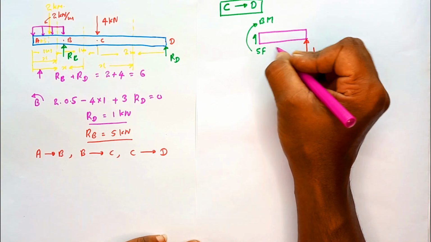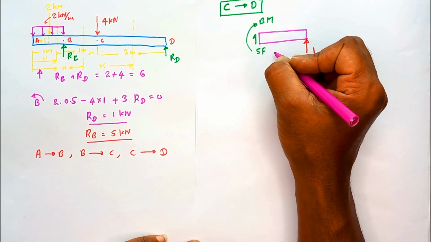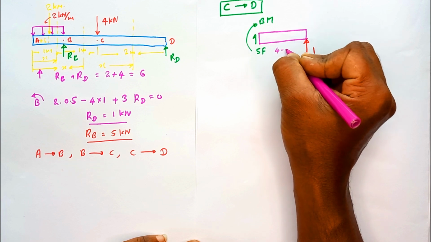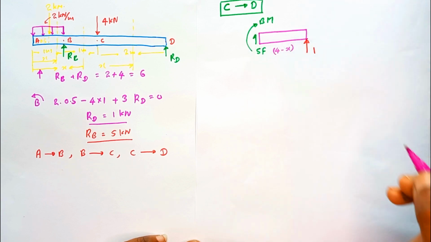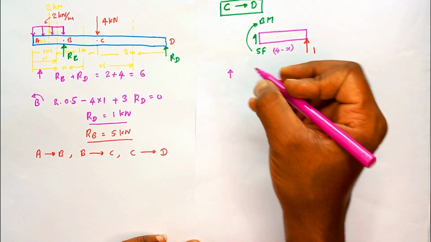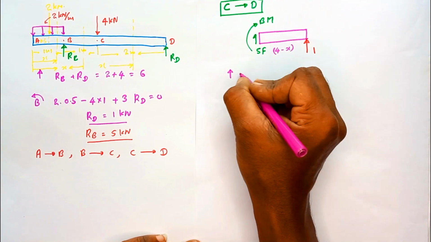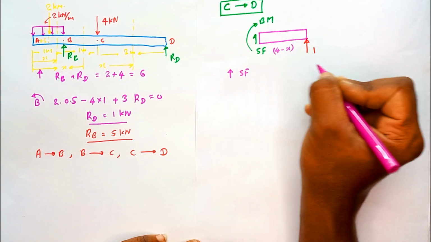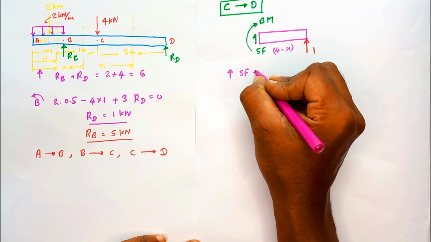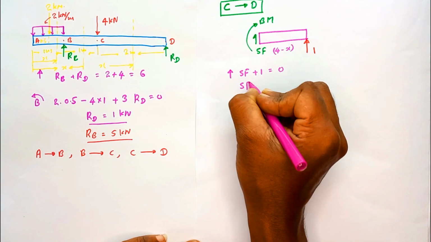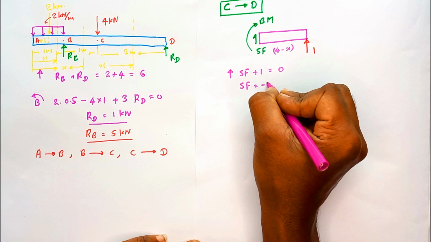Let me mark the length as well. Here 4 minus x, this length is equal to 4 minus x, beam part length. So then let's write the equilibrium equations. So I'm going to resolve the forces in the vertical direction. Shear force plus 1 is equal to 0. Then the shear force is equal to minus 1.